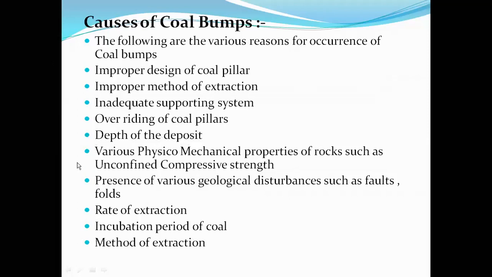Next one is various physico-mechanical properties of the rock. Right. This is another very, very important factor to avoid the main causes of coal bumps. For example, if the overlying strata is very weak, we cannot design large lengths of pillars. So we need to maintain smaller lengths of pillars. But if the length of the pillar is inadequate with respect to the depth, that leads to crushing of the pillar. So we need to consider various physico-mechanical properties of the rock mass, that is unconfined compressive strength.